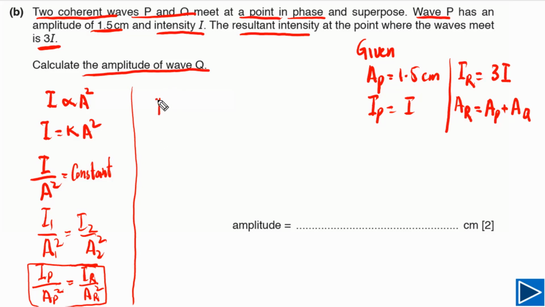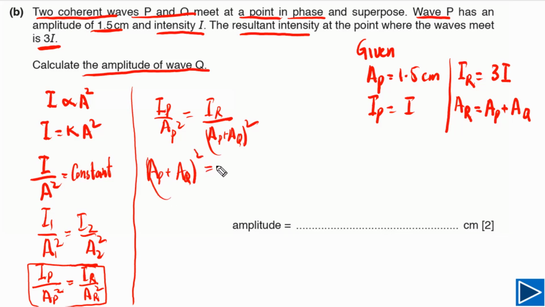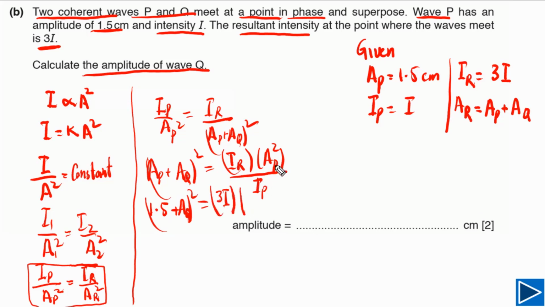We can rearrange this a little. As we need to find the amplitude of wave Q, we can say (AP plus AQ) squared is equal to the intensity of the resultant wave multiplied by the amplitude of wave P squared, divided by the intensity of wave P. The amplitude of wave P is given, 1.5, and the intensity of the resultant wave is given. The intensity of wave P is given, that is I.